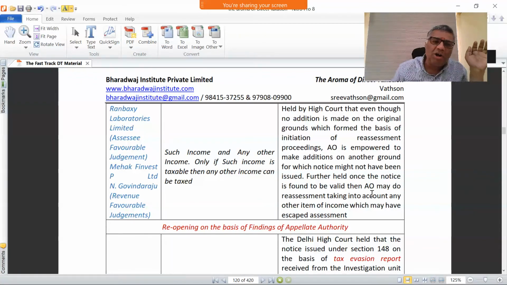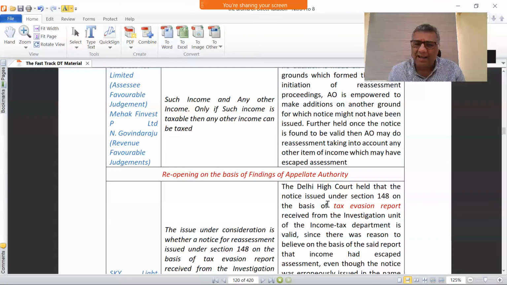But later, all the case laws were assessee favorable judgments. Later Mehab Finfis, N. Govindarajulu, and some other case laws also held that even though no addition is made on the original grounds which form the basis of initiation of reassessment proceeding, the AO is empowered to make additions on another ground for which notice might not have been issued. Further held, once the notice is found to be valid, then the AO can do reassessment taking into account the other items also.